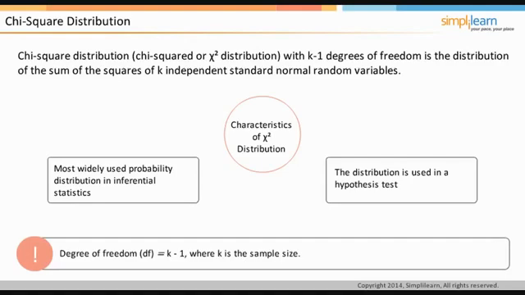For example, if w, x, y, and z are 4 random variables with standard normal distributions, then the random variable f, which is the sum of w square, x square, y square, and z square, has a chi-square distribution. The degrees of freedom of the distribution, df, equals the number of normally distributed variables used. In this case, df is equal to 4.